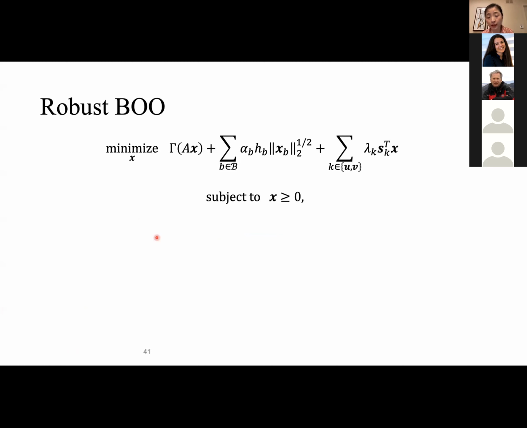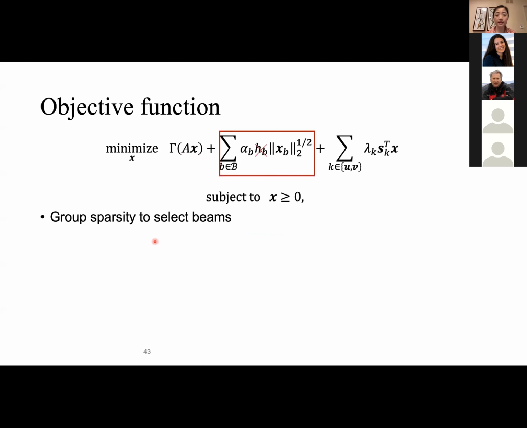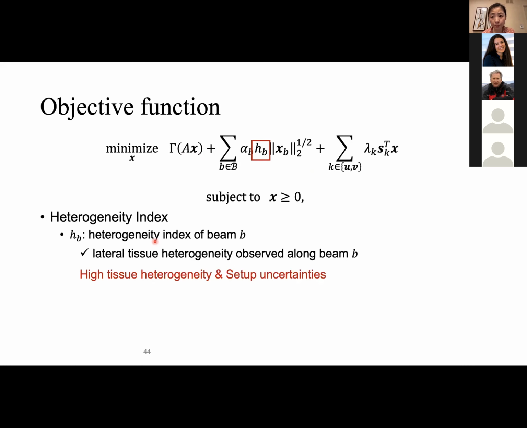Let's look at how the problem can be formulated and solved. The first term is just the dose fidelity term we already mentioned in the previous work. It's used to encourage less physical dose deviation from all candidate beams. The second term, if we ignore the H sub B coefficient, is just the L2,1/2 norm group sparsity we mentioned before, used to select a few beams out of all candidate beams. But in this term, no robustness is considered. So we add this H_B item. It's the heterogeneity index of beam B. It quantifies the lateral tissue heterogeneity observed along this beam.